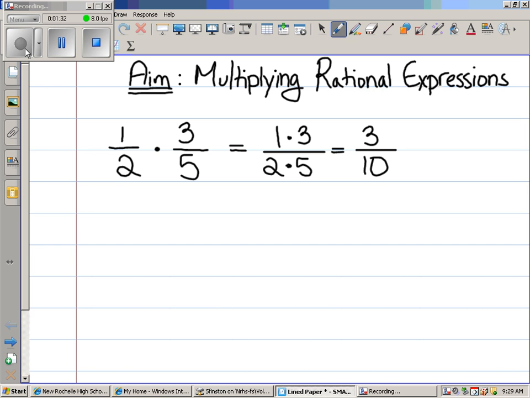Let's play again. Suppose I have a half, and I'm going to multiply it by 6/10. You can multiply top times top, bottom times bottom first.